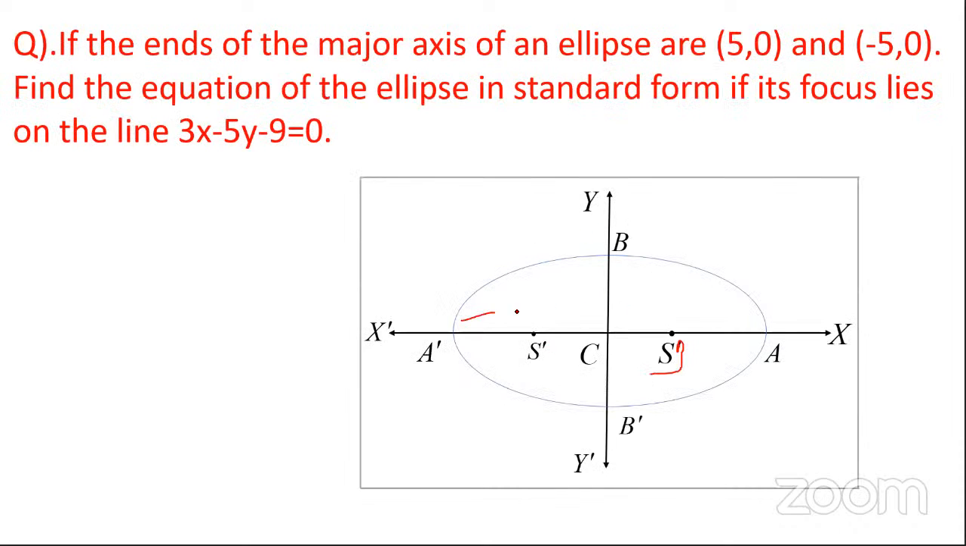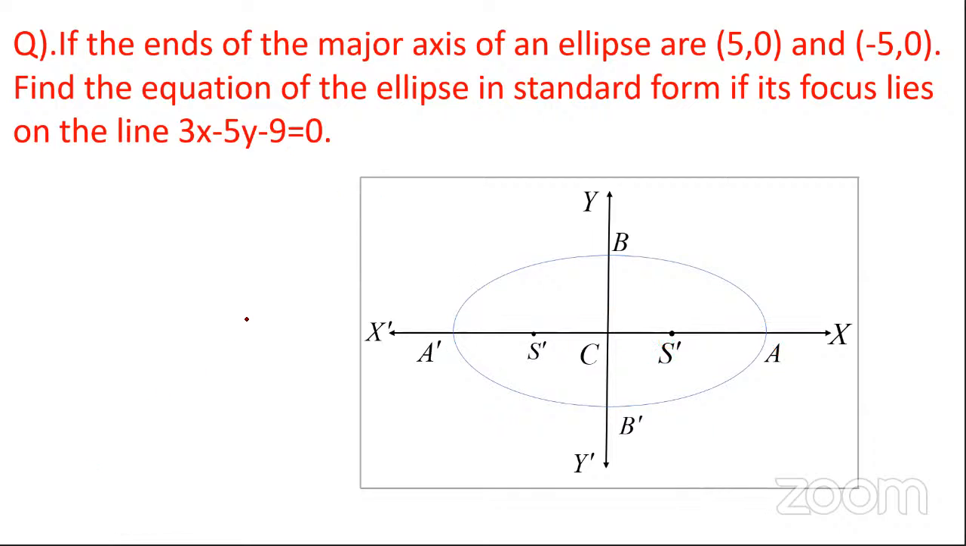I am also saying that the end points are 5 comma 0 and minus 5 comma 0, which means this value and this value, and a focus lies on this equation. So this line equation is nothing but this one. So we have to find the ellipse equation.